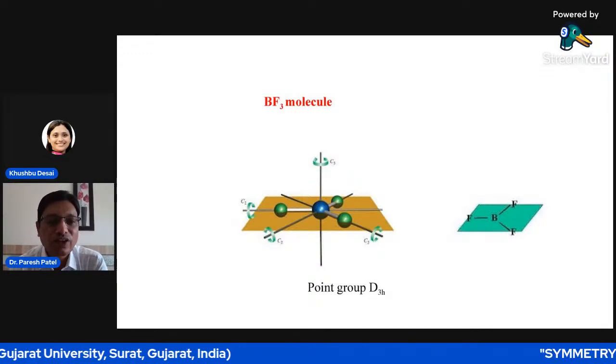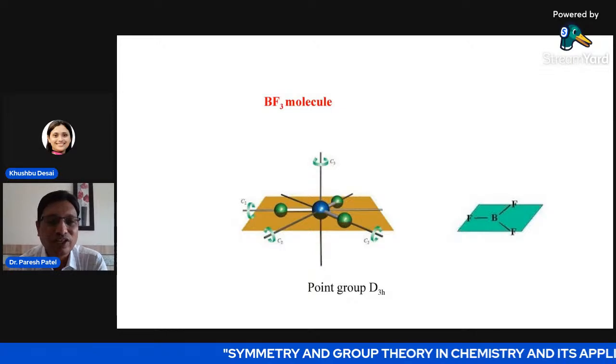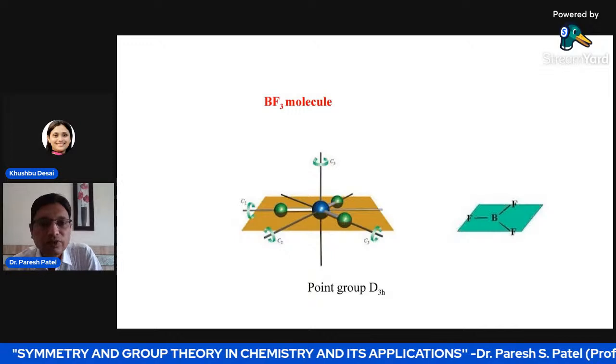So we can assign D3h point group to the BF3 molecule. Next one, please.